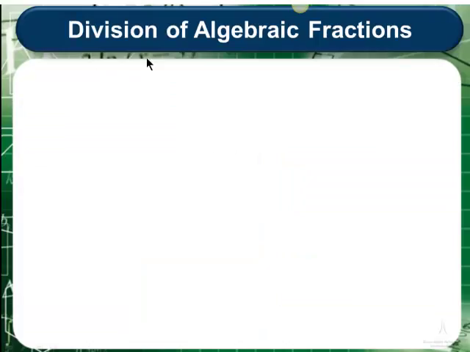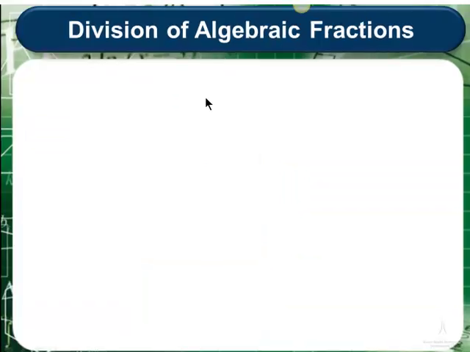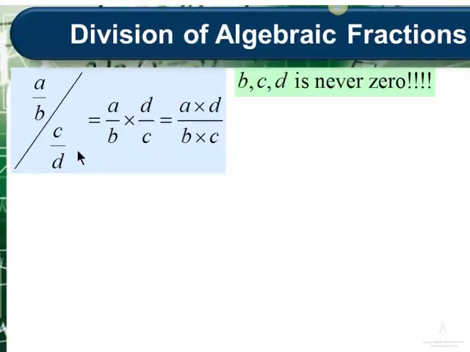Next, we consider the division of algebraic fractions. Now this is what we typically have. An algebraic fraction divided by another algebraic fraction. Now this really means that in this case the terms b, c and d can never be 0. Remember, division by 0 is not allowed, so d cannot be 0, b cannot be 0.